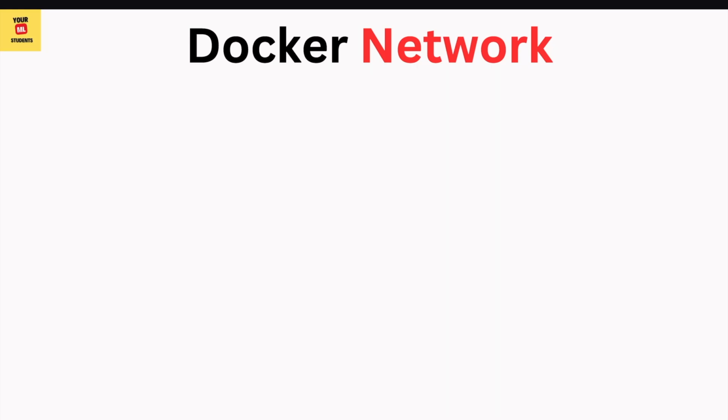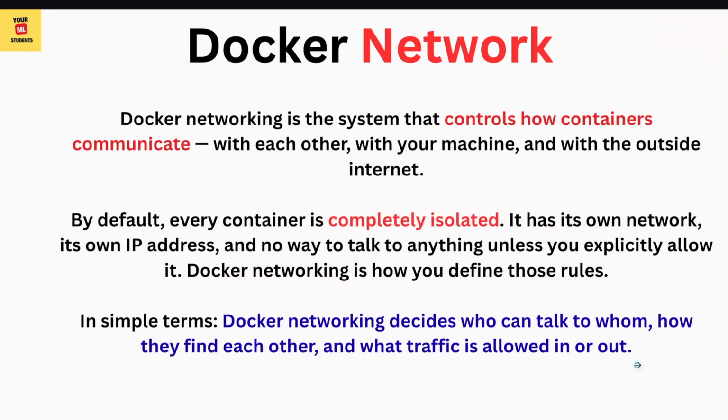Now we will talk about Docker network. Okay, so now we will understand about Docker network. Docker networking is the system that controls how containers communicate with each other, with your machine, and with the outside internet. As we know, all the containers are isolated from each other.